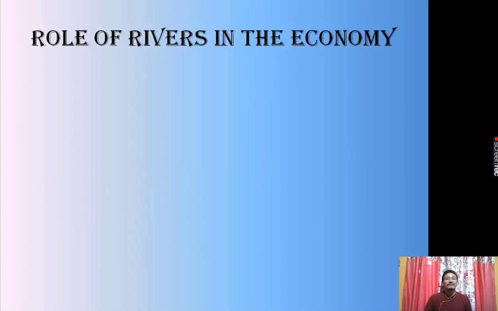So after this, we have the roles of rivers in the economy. I have mentioned this once, that the early civilizations took place at community level. Most of the early civilizations formed near the river banks. Why? Because river facilitates them with navigation facilities. At the same time, due to the fertility of that particular area, it makes them able to grow crops and to settle in that particular area. So we'll be talking about a few important things about rivers and how they contribute to the economy.